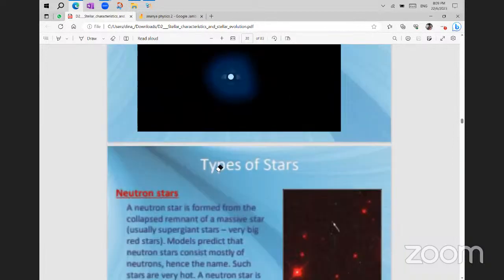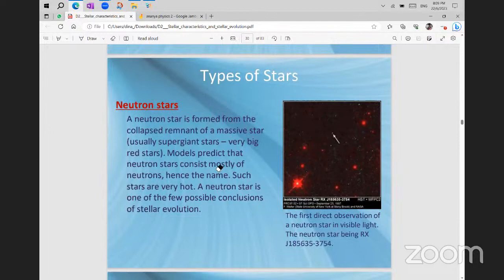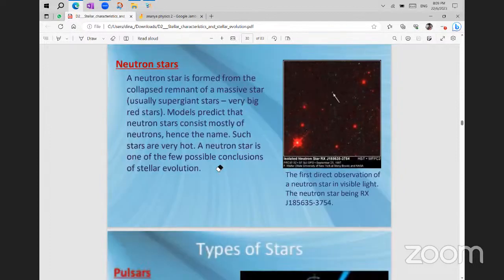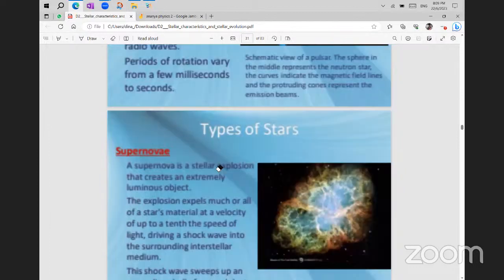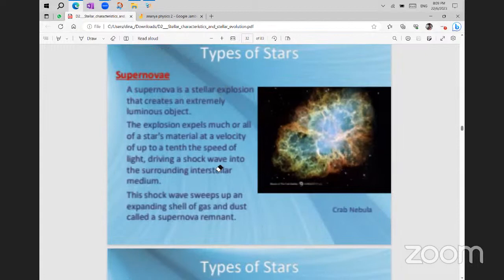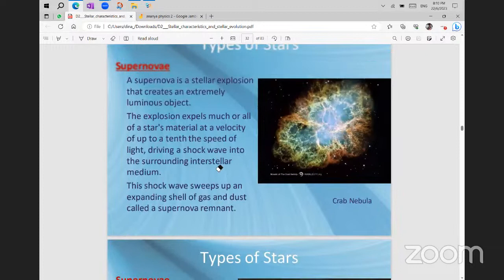And then we go and tell you neutron. I'm going to skip Pulsar. I'm going to skip supernova. All of these different types of stars.